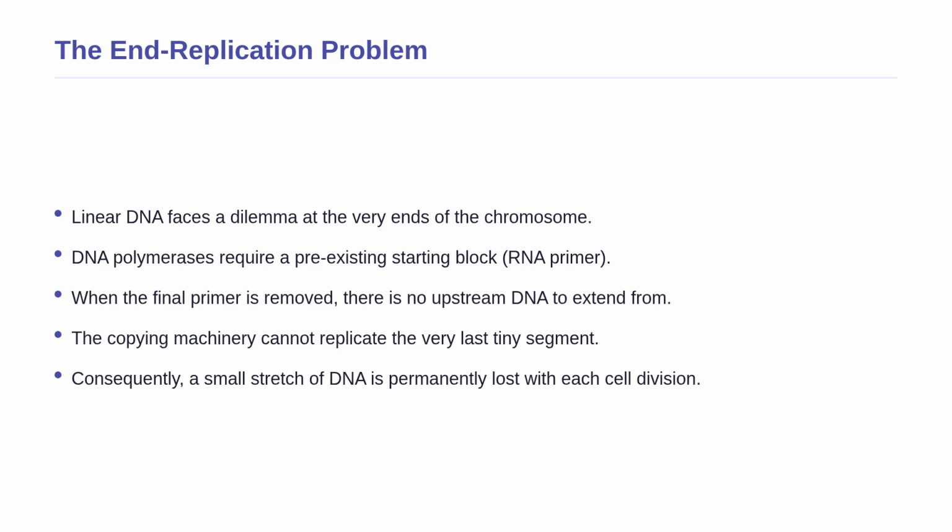DNA polymerases cannot start copying from nothing. They require a pre-existing starting block, usually a short RNA primer. However, when the final primer at the very end of the linear chromosome is removed, there is no upstream DNA left for the polymerase to grab onto and fill the gap. Because of this physical limitation on the lagging strand, the very last tiny segment of DNA cannot be copied. This means that every single time a cell divides, its chromosomes get slightly shorter.